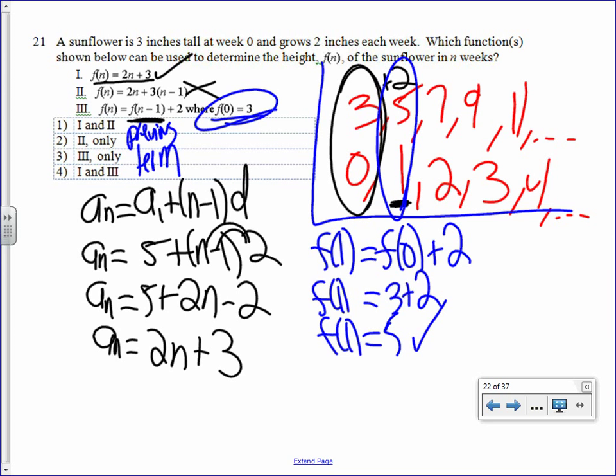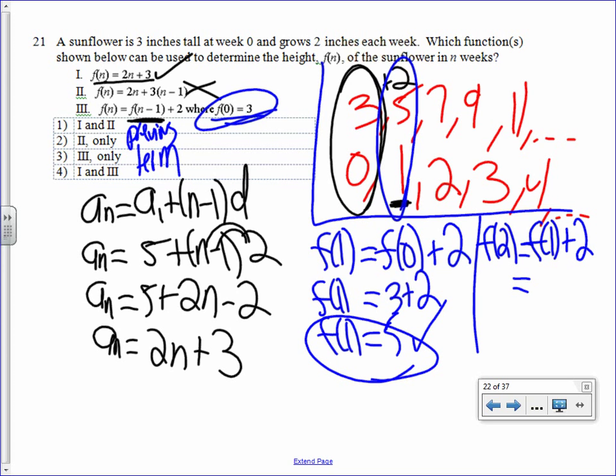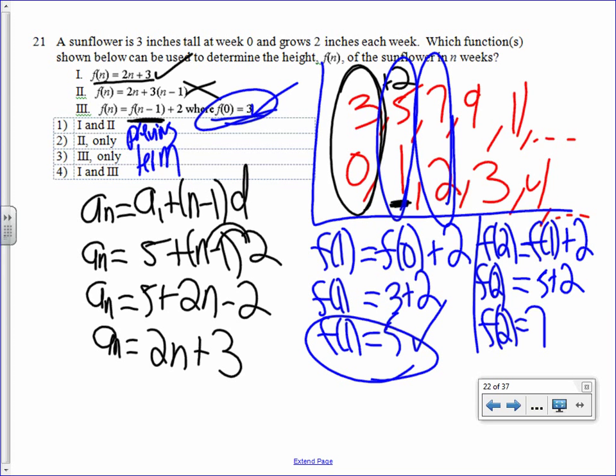Might be a coincidence. I'm going to try the next term. F of 2 now equals, the previous term is now the first term, plus 2. F of 1 is here, 5 plus 2, which is 7. 2 comma 7, that one checks out as well. And if I keep on going, yes, that will give me the sequence. So this one checks out as well. 1 and 3 are both going to give me those values. Challenging question.